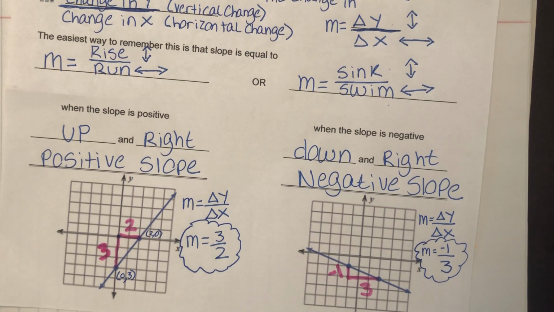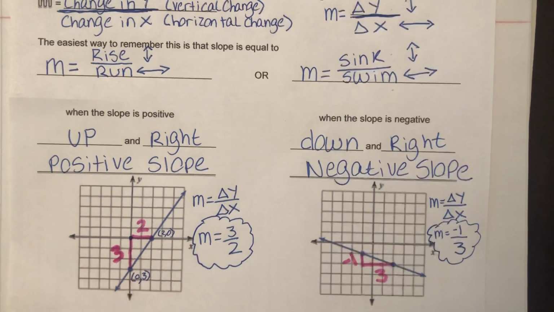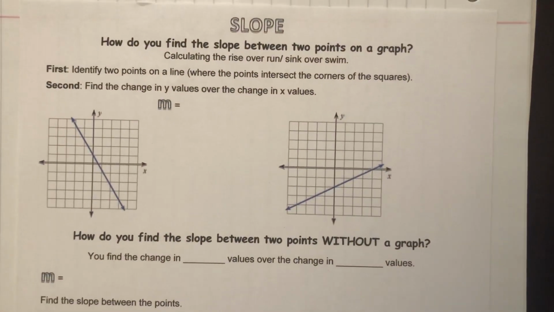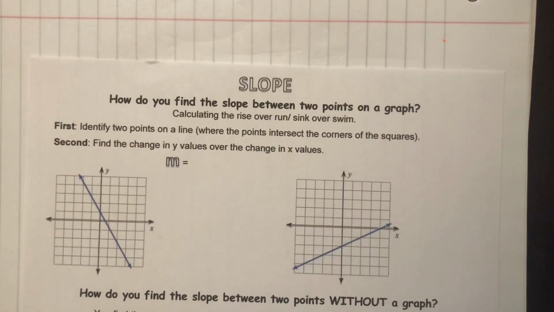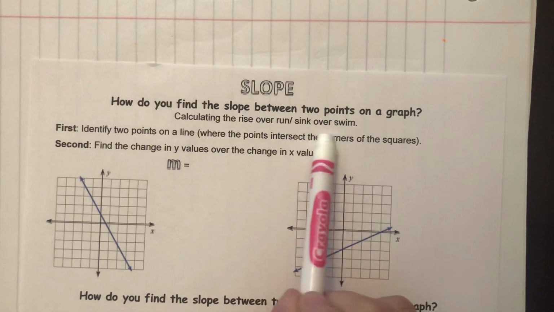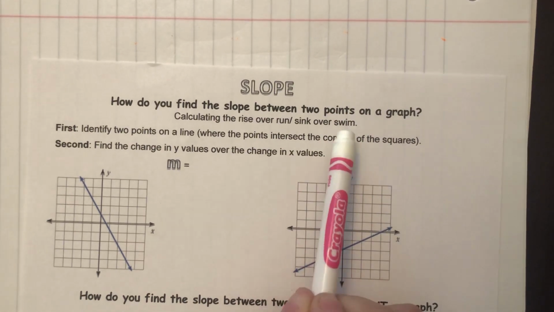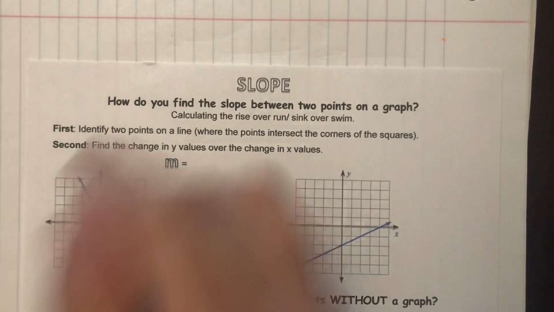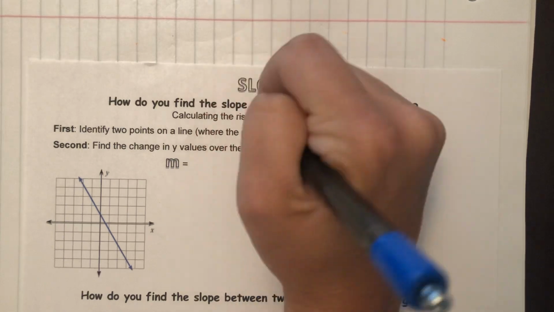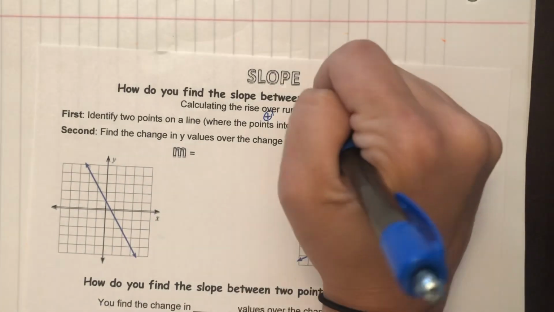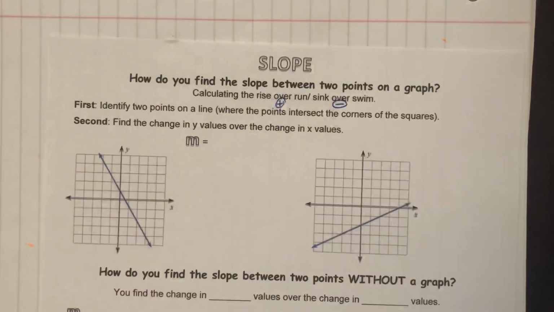I'm going to do just a couple more examples for you guys. 2 more examples. Again, we're using everything that we just went over. So I just put a couple steps on here for you guys. It says, how do you find the slope between 2 points on a graph? Calculating the rise over the run or the sink over the swim. Remember, rise over run is for a positive slope. Sink over swim is for a negative slope.